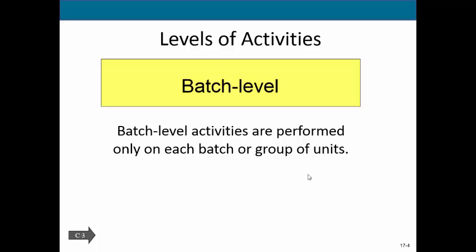So a typical activity for a batch would be the setup of the machine to run that batch. If we're running red shirts, we need to put red material into the machine. And then we can move to a new batch, and let's say we're going to make blue shirts, then we'll do another setup and put blue fabric into the machine. So that's the idea of a batch level activity. It's something that we do one time to run a batch of our product.